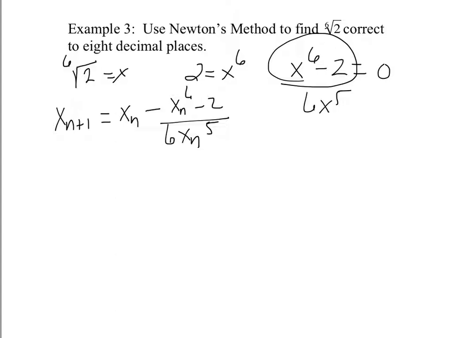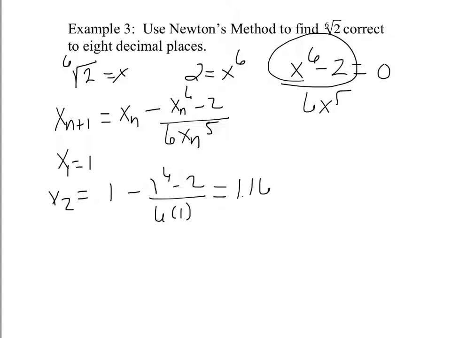All right, now again, I just plug this into the calculator. So when I plug, I had to figure out, what do I think x sub 1 should be? Well, I know the 6th root of 2 is very small. It's got to be somewhere around 1. It's got to be more than 1, but somewhere around 1. So I'm going to go ahead and say that x sub 1 equals 1. You have to have a starting point. And then I'm going to do my x sub 2 by replacing each of the x sub n's with 1. And when I do that, I get 1.16 repeating.